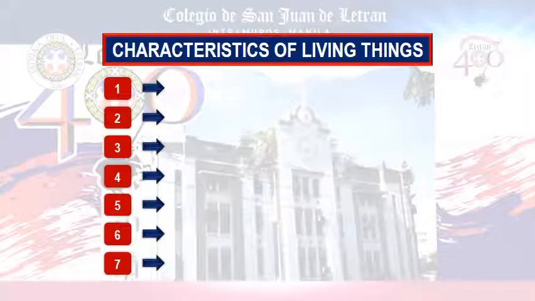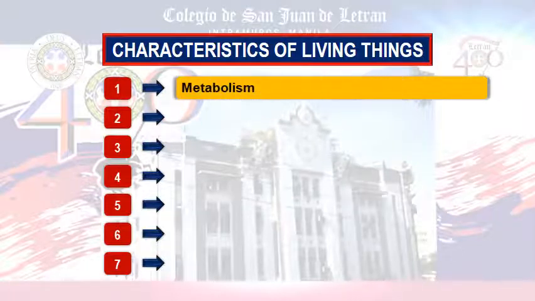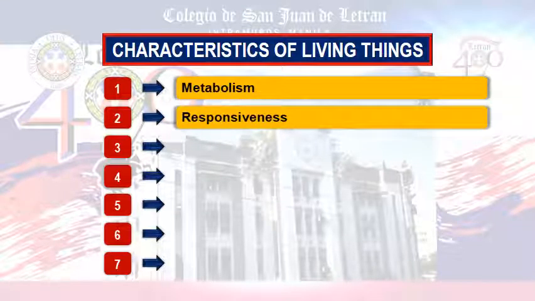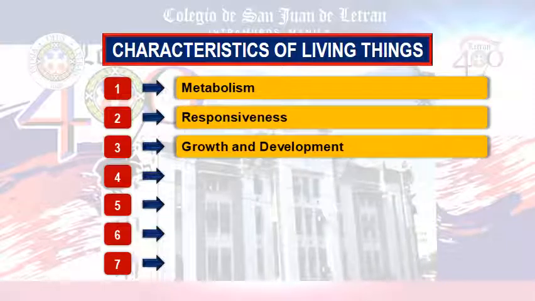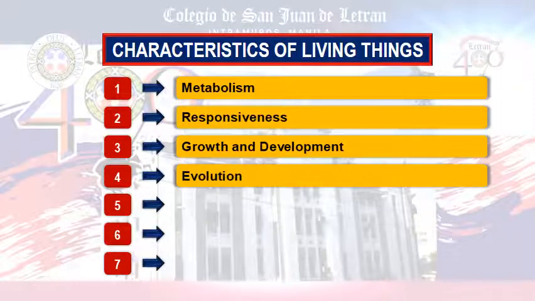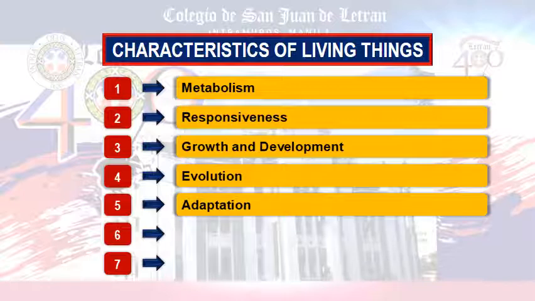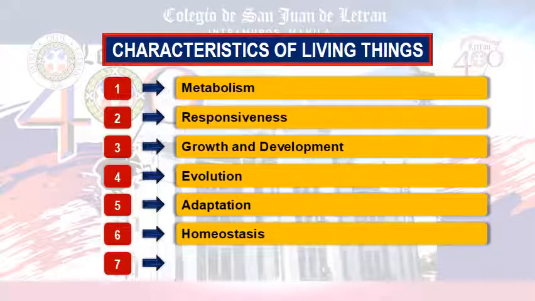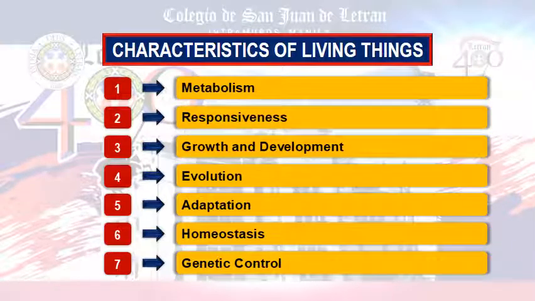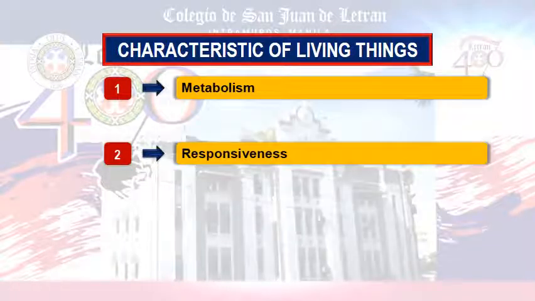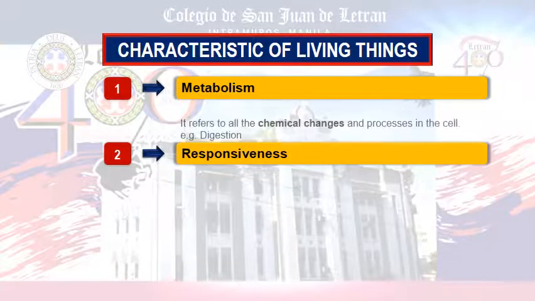Let's now proceed to the characteristics of living things. 1. Metabolism. 2. Responsiveness. 3. Growth and development. 4. Evolution. 5. Adaptation. 6. Homeostasis. 7. Genetic control. First, let's talk about metabolism.